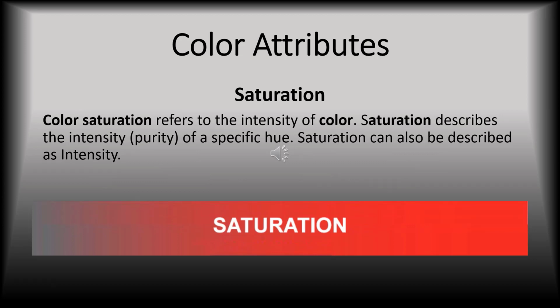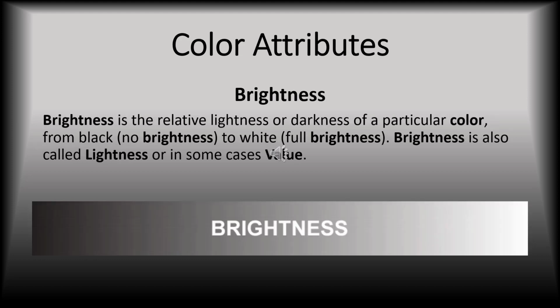Another attribute of color is the saturation. Saturation describes the purity of a specific hue. Saturation can also be described as the intensity of a color. So the last attribute of color that we have here is the brightness. Brightness is a scale from no brightness, which is a black, to full whiteness, which is a bright white. Brightness can also be called lightness, or in some other cases, it's known as the value.